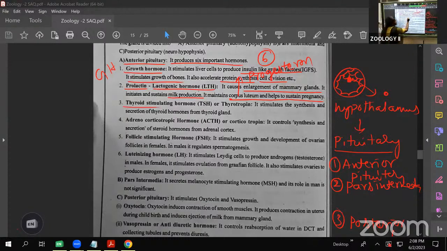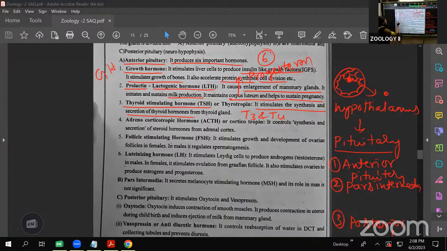Next one is called TSH, thyroid stimulating hormone. The name itself tells you it controls the thyroid hormones. That's why we call it thyroid stimulating hormone, or TSH. It stimulates the synthesis and secretion of the thyroid hormones. What are the thyroid hormones? T3 and T4, triiodothyronine and tetraiodothyronine. These hormones are secreted by the thyroid gland.